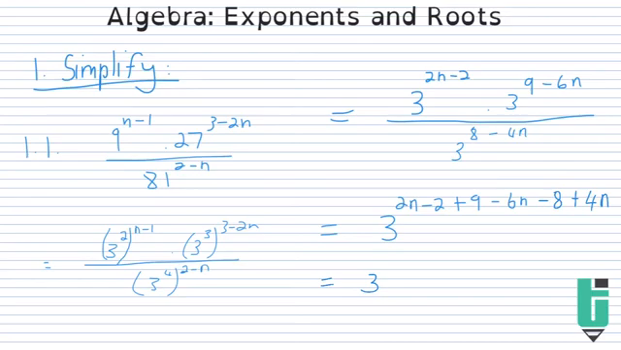So let's look for all the n's. We have 2n minus 6n, which is just minus 4n, plus 4n is 0. So the n's cancel out. And then we have a minus 2 plus 9, which will just give us 7. And then 7 minus 8 will give us minus 1. So we have 3 to the minus 1. And of course, we know that we don't like to have a negative exponent, so we can just take that to the bottom and we'll end up with a third. And that is your answer.